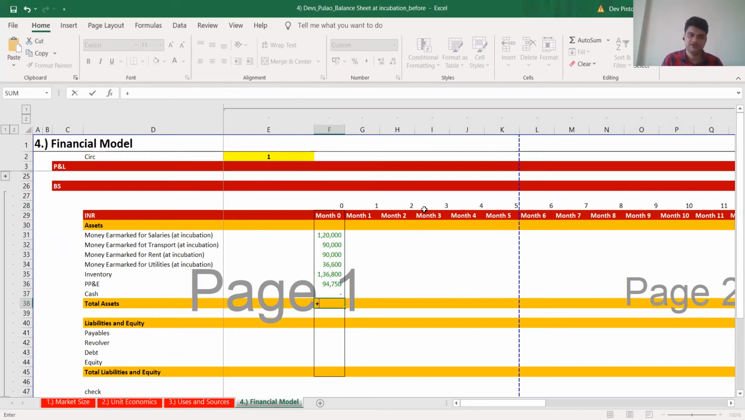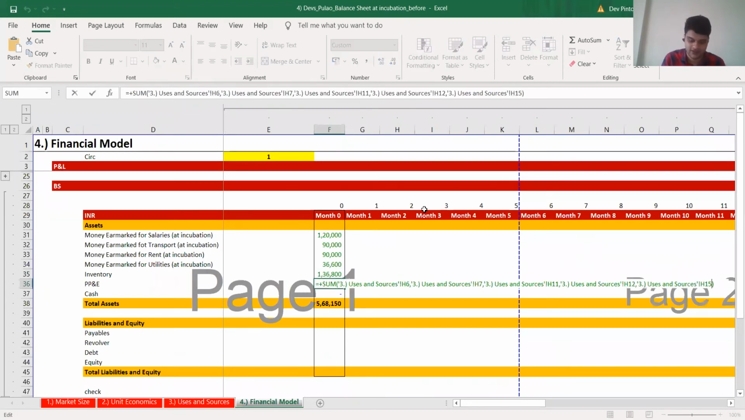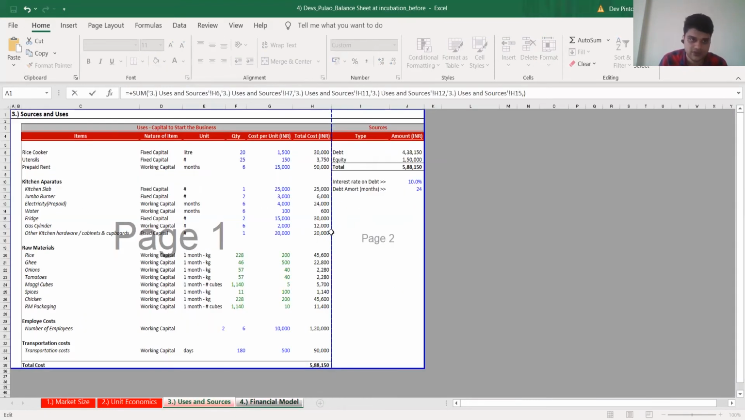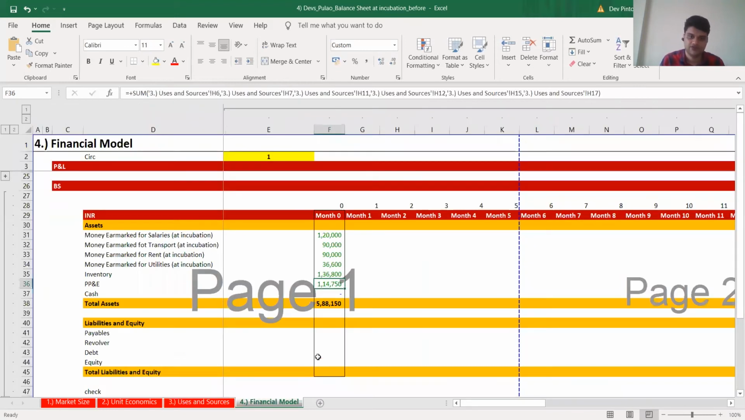Sum of all these elements should be equal to this. Wait, I missed an item. What is that? Transportation, employee, kitchen hardware, other kitchen and cabinet, sorry. So I think over here, forgot to include this item. Yep, 588,150. So this is a sum of all of the fixed and working capital requirements that we're going to have when we start this company.